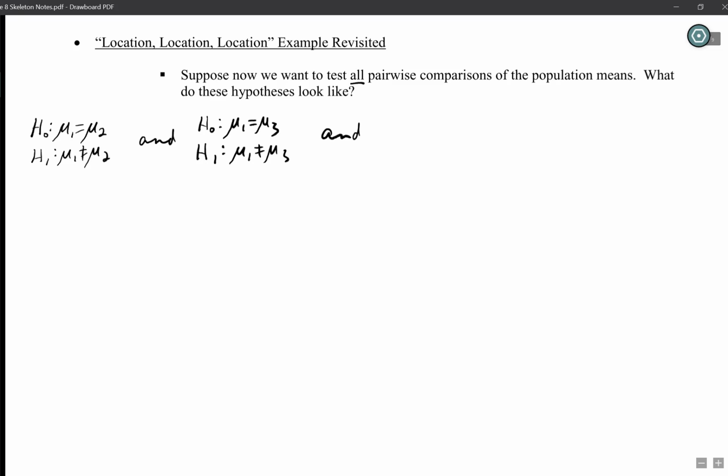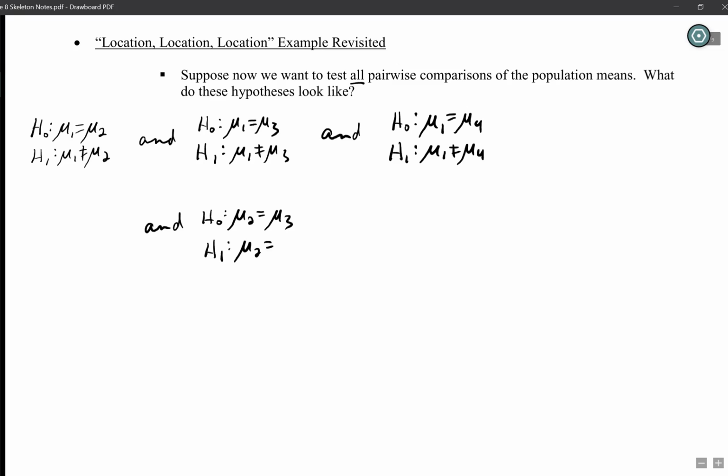And notice I've got an "and" in here. We could compare mu1 and mu4, and its null and alternative would be as follows. We could also compare mu2 and mu3. There's the hypotheses for that. We could compare mu2 and mu4.